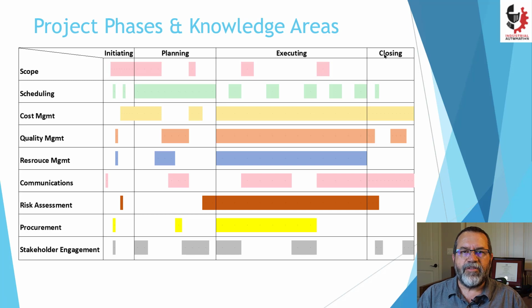We also have knowledge areas, and that's down this left-hand side. We've got scope planning, scheduling, cost management, quality management, and all these different knowledge areas. And you notice that the different knowledge areas all extend through some, most, or even all of the different process phases. With scope planning, it's mostly done during the initiating and planning stages, and then maybe it's revisited from time to time to revise the scope.